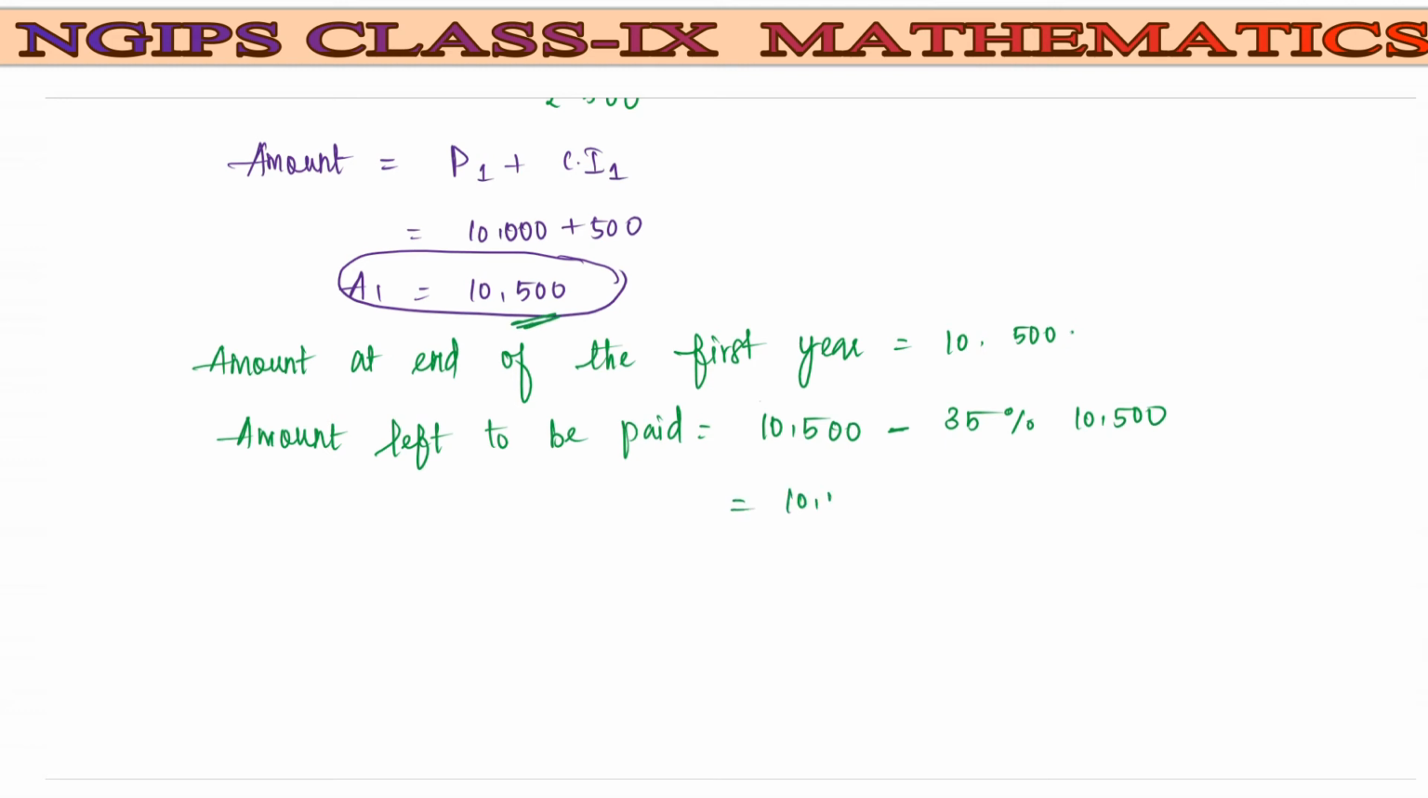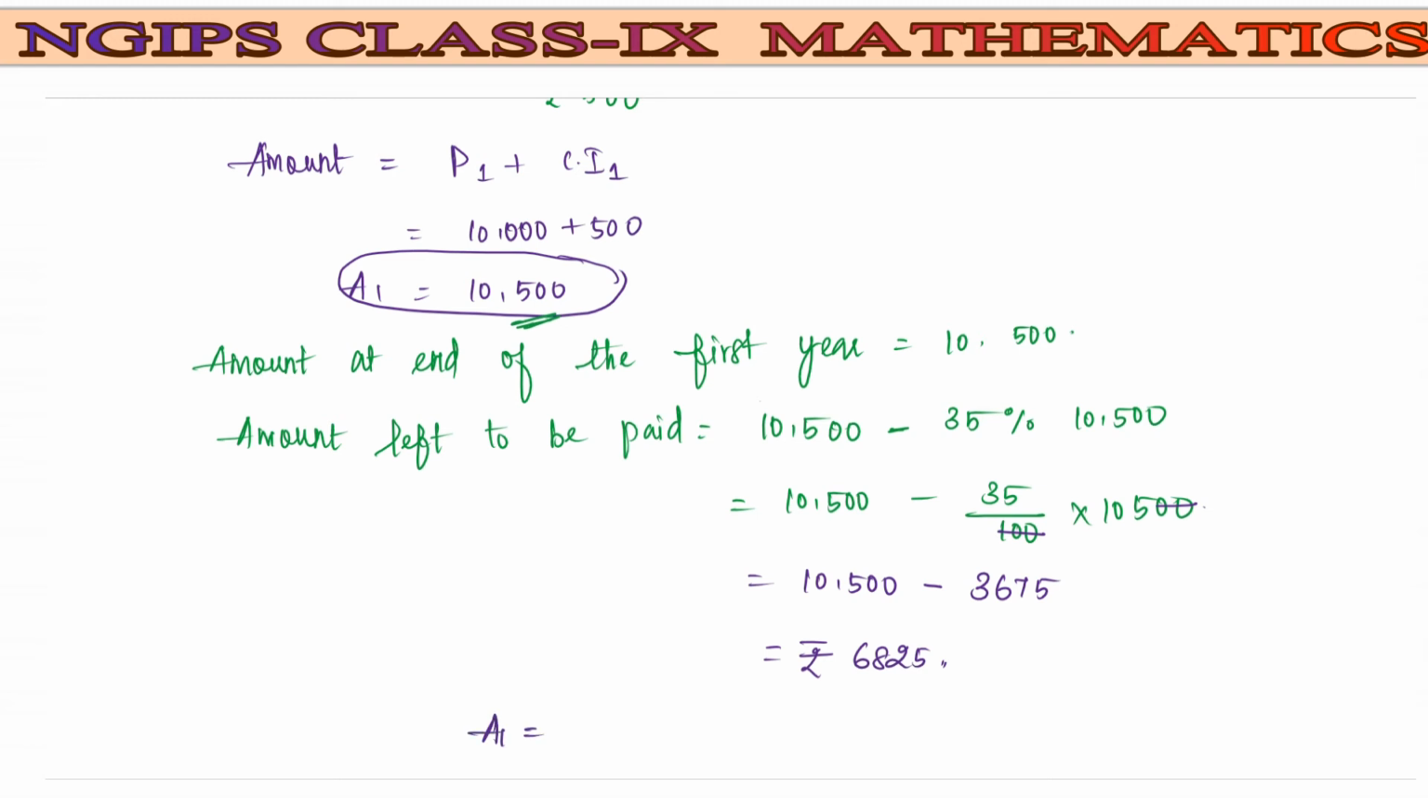So 10,500 minus 35 divided by 100 into 10,500. In this, two zeros will get cancelled. Here 10,500 minus, if you simplify, we will get 3,675. So the final amount is equal to 6,825 rupees. So this is the amount left to be paid at the end of the first year.